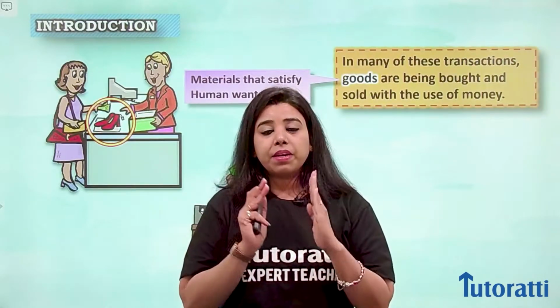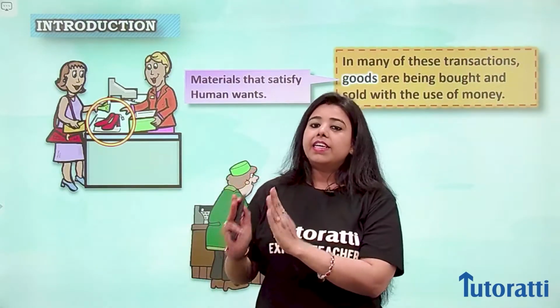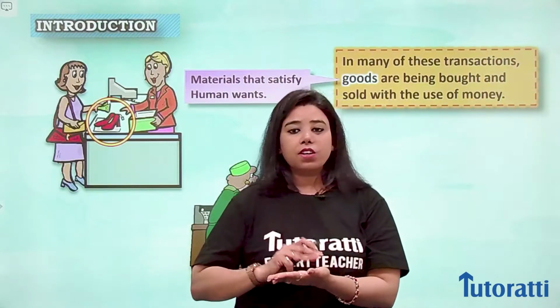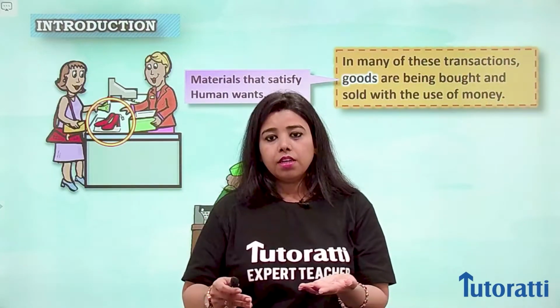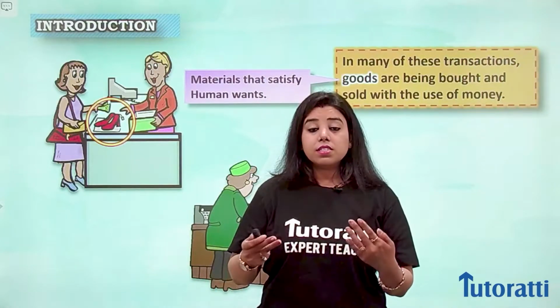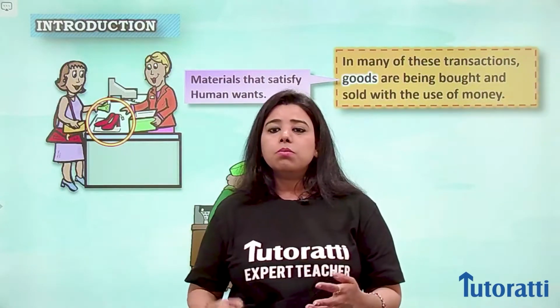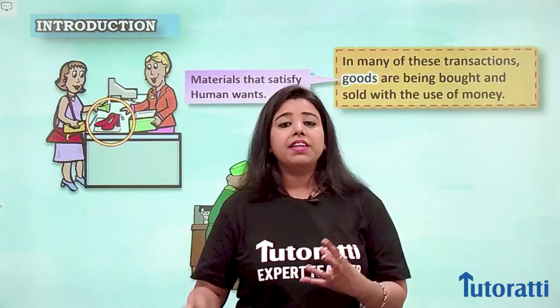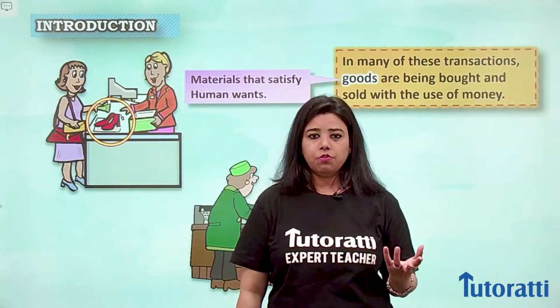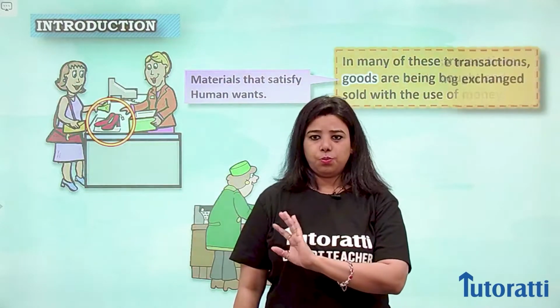Now there is a big difference between wants and needs. Need is something without which we cannot survive, like food, water, we cannot survive without it. Wants is something we desire for. So goods are said to be the materials that satisfy our wants, and they could satisfy our needs too.